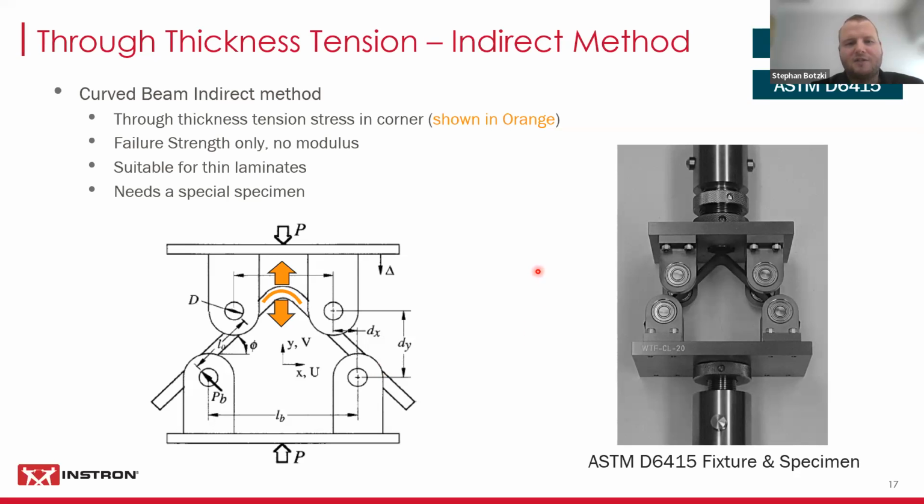Again, this is not very easily done. So you need that specimen, you need that jig, and then you initiate forces here. You're going to compress this, and then what's going to happen here in the corner is you're going to get a state of tension stress in the corner. Now, this is the indirect method. You're only going to get the strength. You're not going to be able to determine any modulus there, because even attaching strain gauges here is not really done. And yeah, it's very suitable for thin laminates.